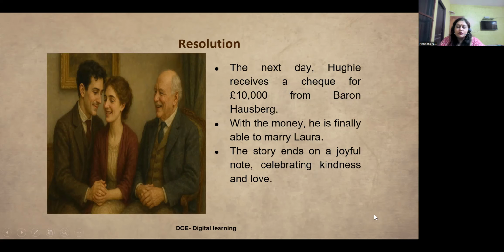So we saw how the story proceeds from exposition, the exposition of how Huey is introduced, and the rising action, Huey going to Alan Trevor's studio, giving a coin to the beggar. The climax is when Huey comes to know the real identity of the beggar, and in the falling action, his embarrassment, his worry about what is going to happen. In the resolution, he receives money from the Baron for 10,000 pounds, with which he is able to marry Laura.